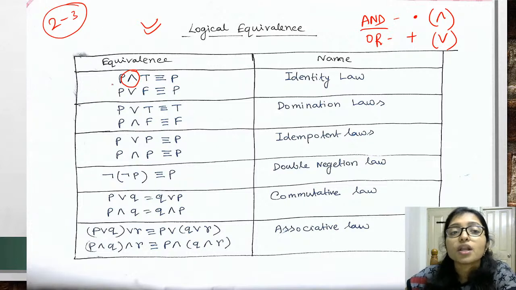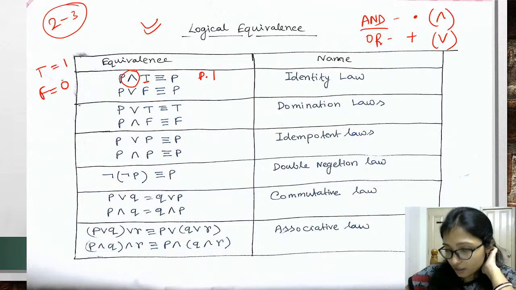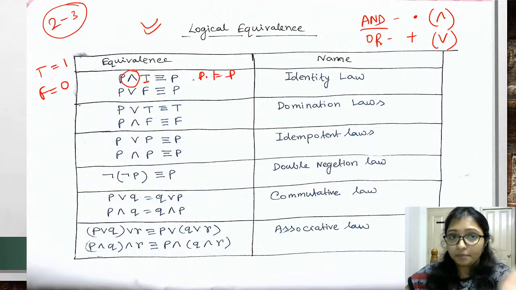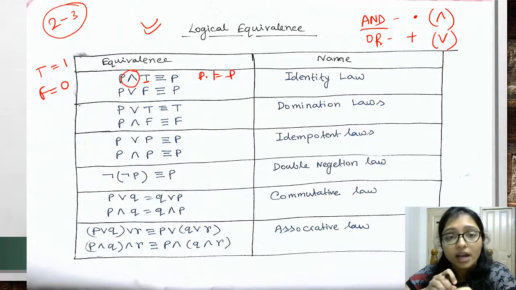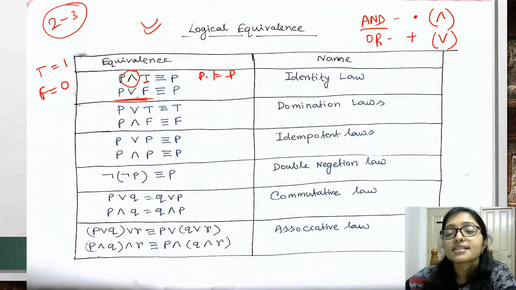So these are the rules. Here see, P and T. T means here you can write P dot 1. T means what? True means always 1 and false means always 0. Right? P and 1 means P dot 1, that is true, and true means P. P or F, here this is OR, so P plus 0, that is P.